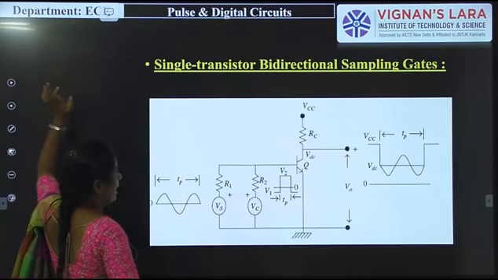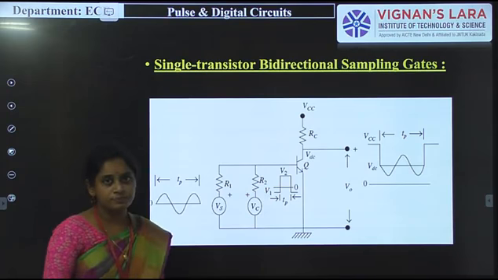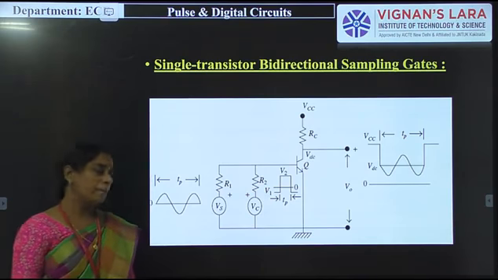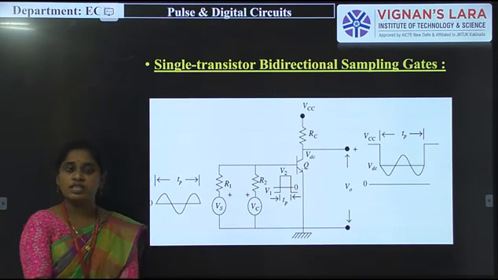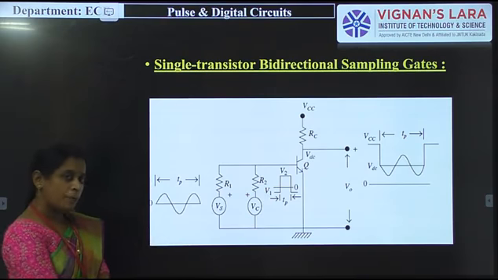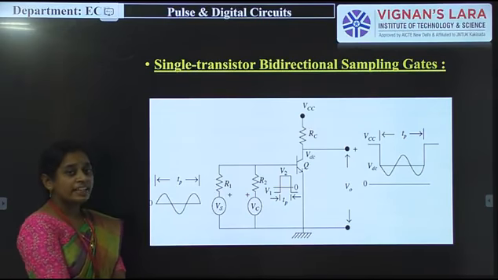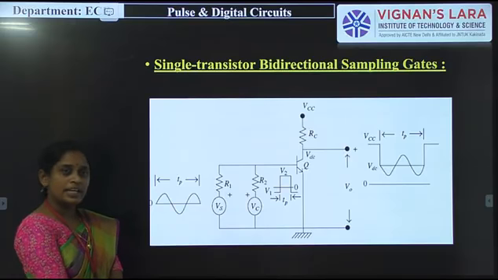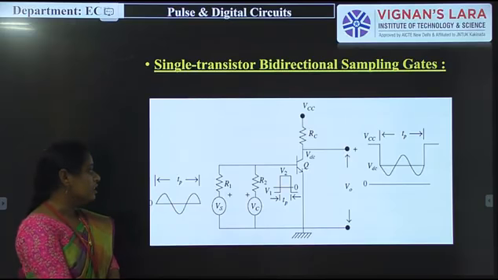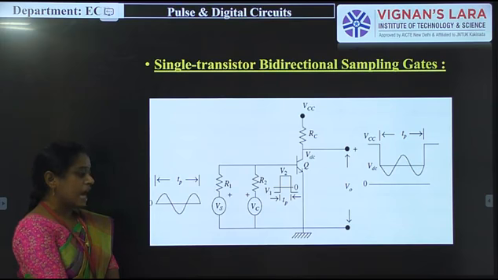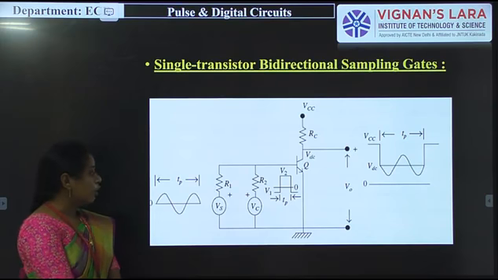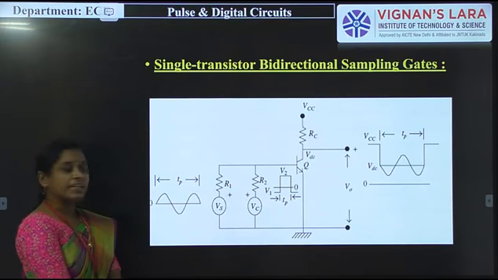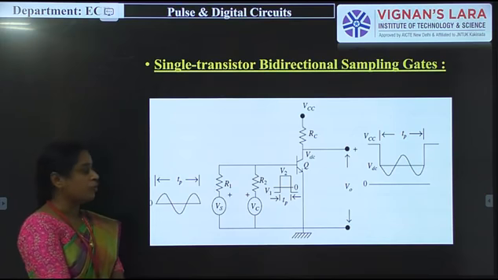And what is meant by the bidirectional sampling gate? Simply, the bidirectional sampling gate allows both the positive part as well as the negative part of the input signal at the output side. By using this sampling gate, we transmit both the positive as well as the negative part of the input signal at the output side.